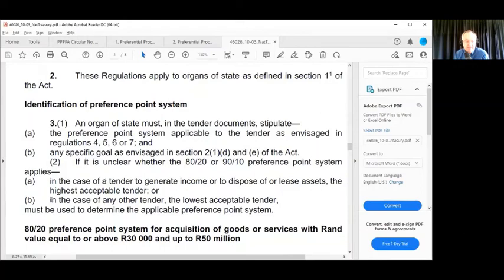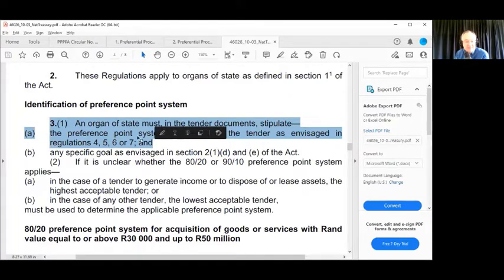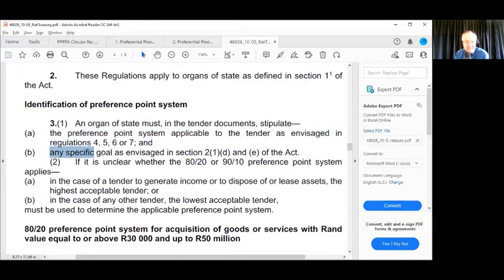The first one is exactly what we've got now in the current regulation, although it's a lot smaller. It basically says an organ of state must, in the tender document, stipulate the preference point system and any specific goal envisioned in terms of section 2(1)(d) and (e) of the Act. So you need to specify in your tender document how you are going to score the 10 and the 20.